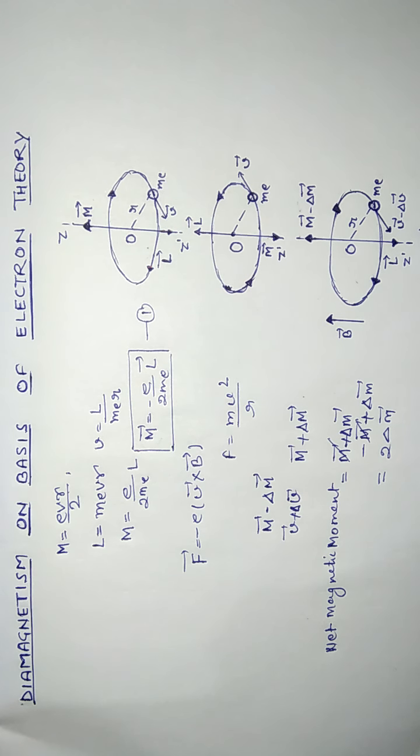Today I am going to discuss diamagnetism on the basis of electron theory. We know that diamagnetic materials are those materials which, when placed in a magnetic field, get feebly magnetized in the direction opposite to the applied magnetic field. Now we will discuss why it happens on the basis of electron theory.